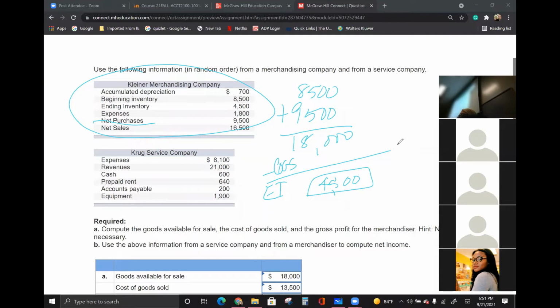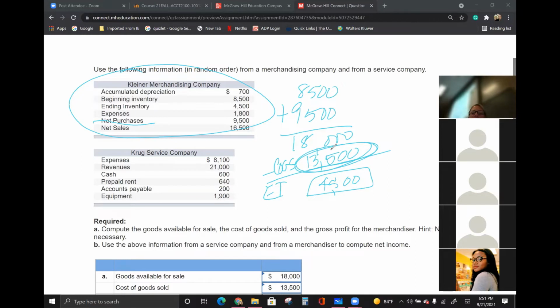It's what's left. Well, all I have to do is take what's left and subtract it from what was available, and that gives me what I sold. So it's the 18,000 less the 4,500. So I'm filling in this number here. So the difference between the 18,000 and the 4,500 is the 13,500. So I backed into it. As long as you know the formula, you can back into it if you know the pieces.